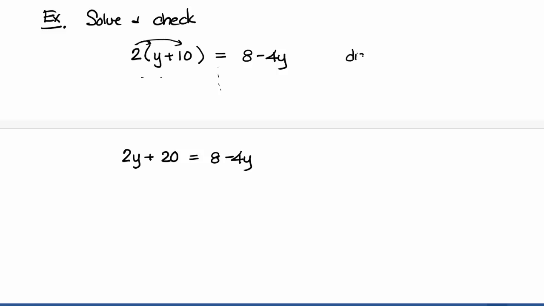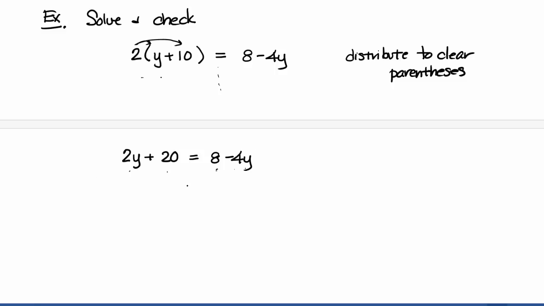So we distribute to clear the parentheses. And now we have no more parentheses. So we look on either side again of the equal sign. Can we do anything to simplify it? Nope. 2y and 20 aren't like terms, and on the other side 8 and negative 4y aren't like terms. So now we're going to start moving things back and forth across the equal sign, right? Try to simplify each side first and then move things back and forth.